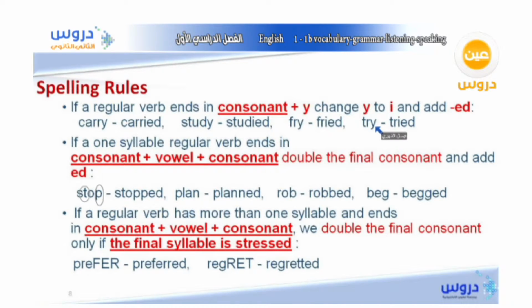Any question up to now? We're still in the past and present. Do you have any questions? Anything you would like to ask about?